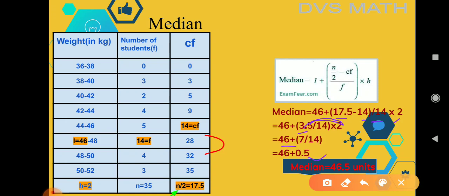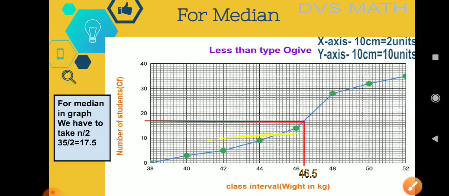Clear? Observe, in the graph you take half of the n value and plot that value on the y-axis, that is the CF. From that value on the y-axis, draw a horizontal line till it touches the ogive curve. As soon as it touches the ogive curve, draw the vertical line towards the x-axis, and the point we get on the x-axis is the median. Clear?